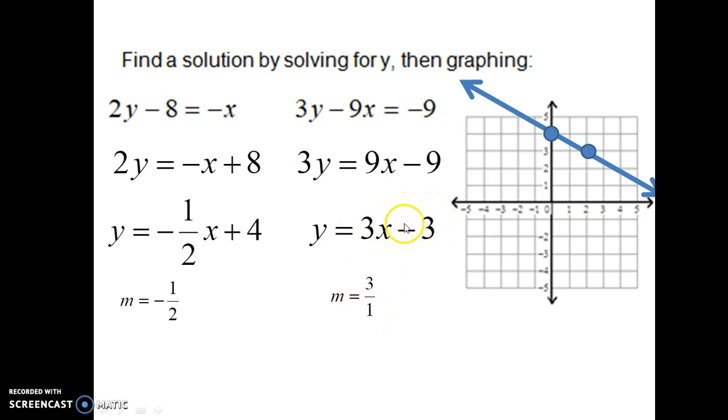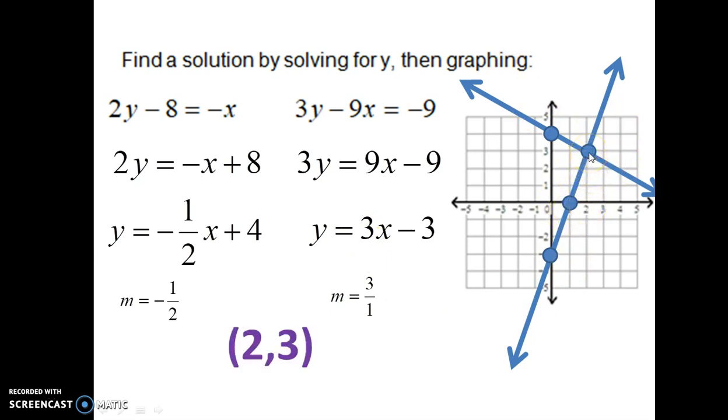Our y-intercept is negative 3, so you go negative 3. Then you use the slope to find the next point, up 3 over 1, up 1, 2, 3 over 1 right here. Connect those, it's an upward line, that means a positive slope, that makes sense. Those two lines intersect right here, so our solution is 2, 3.